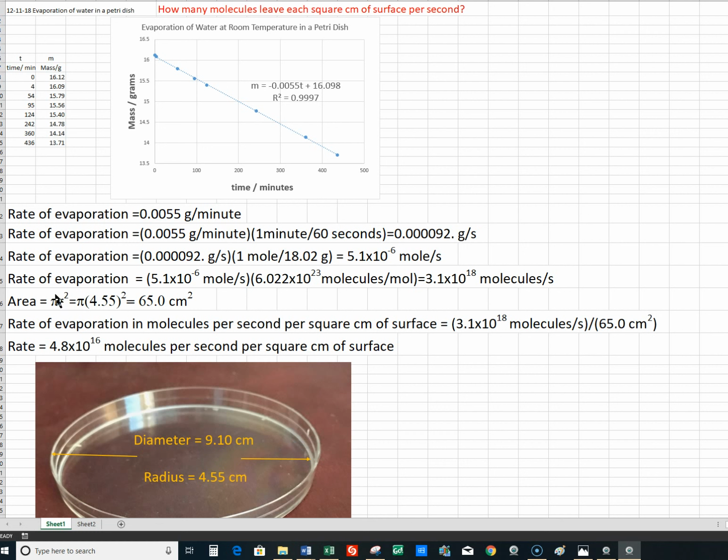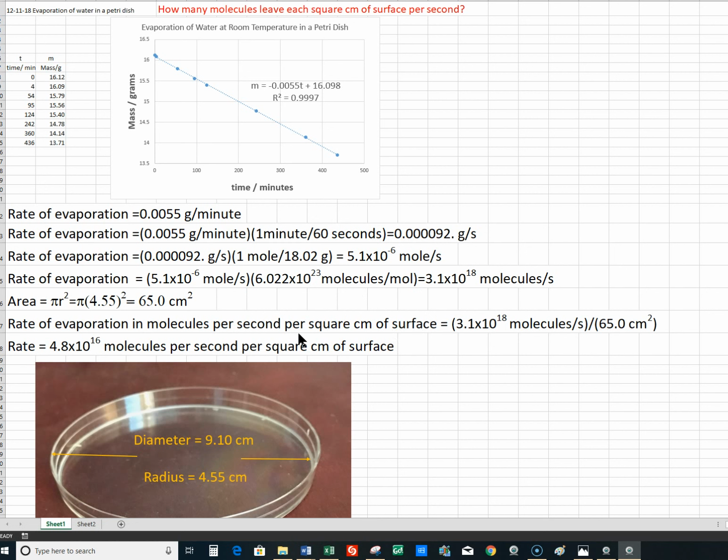Now, if I want to get it in molecules, I have to change from moles per second to molecules. And so I take the moles per second and multiply by Avogadro's number, which is the number of molecules per mole. And that's 3.1 times 10 to the 18 molecules per second.